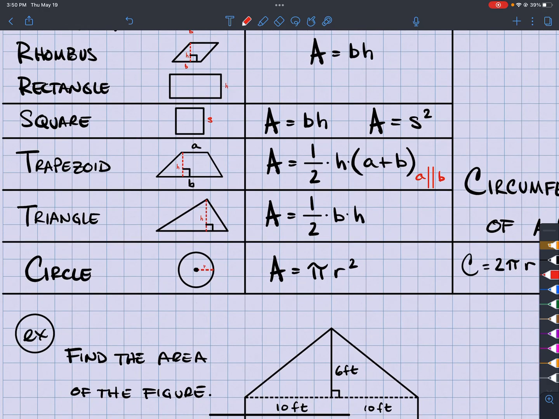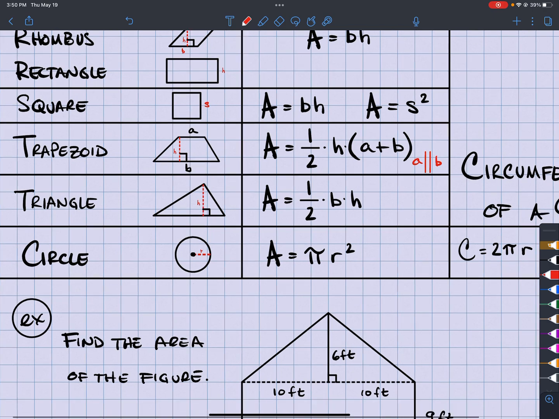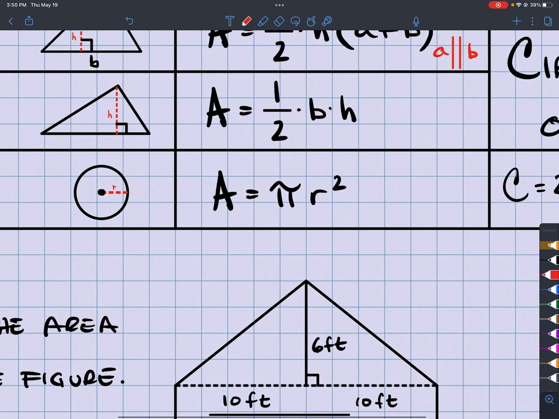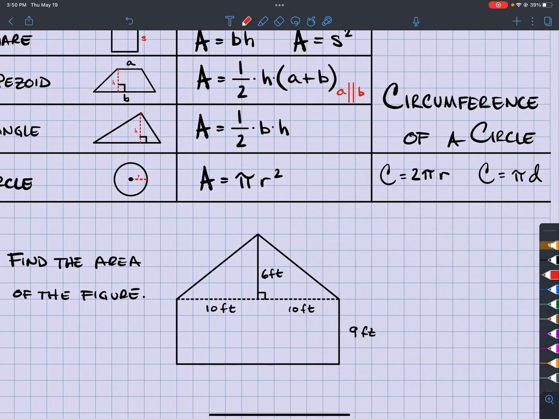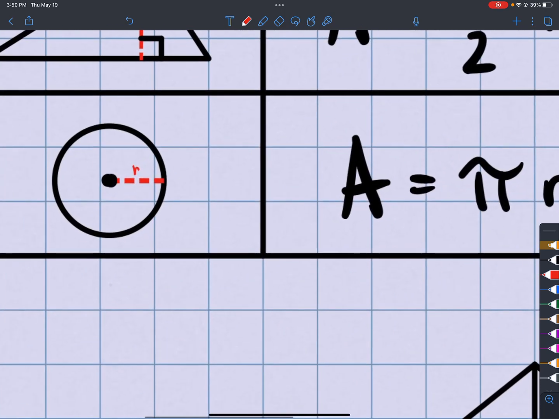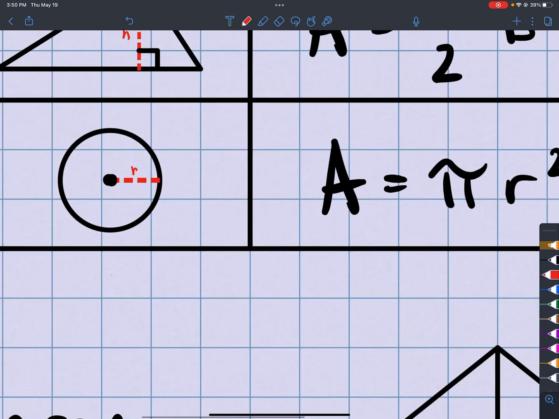Triangle is equal to 1/2 base times height. For a circle, it is pi r squared. Don't forget that the radius is also half of the diameter. So you could say that the diameter is twice the radius, right? Because the radius is really from the middle of the circle to the edge of the circle. And the diameter goes from edge to edge, going through the center.